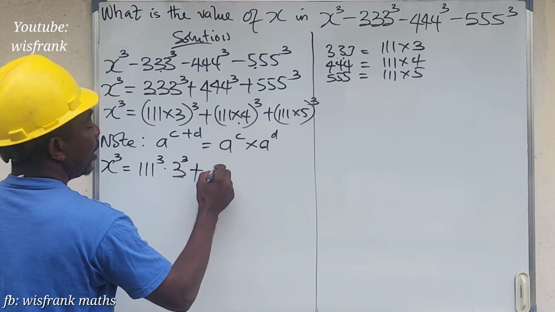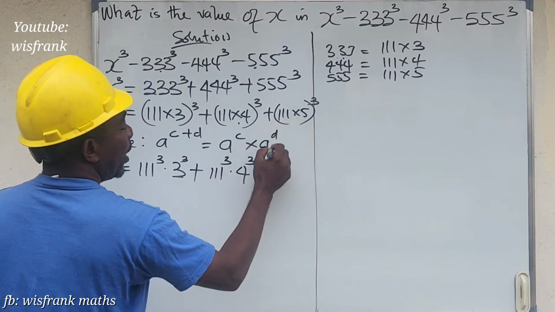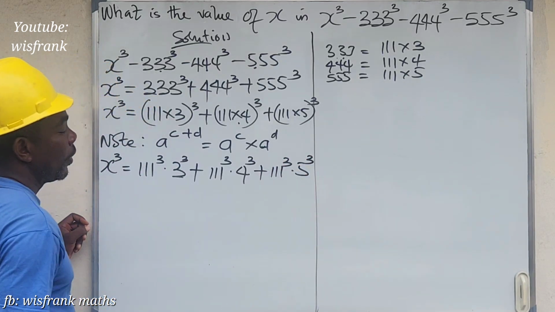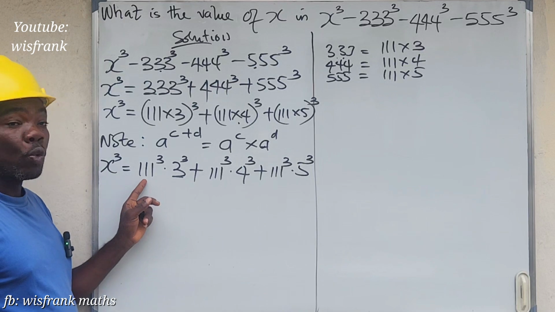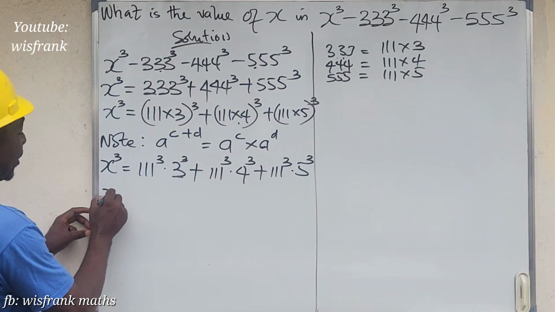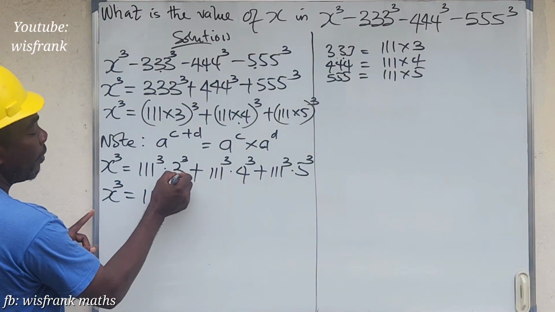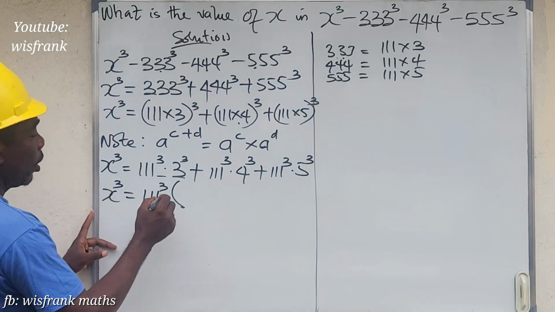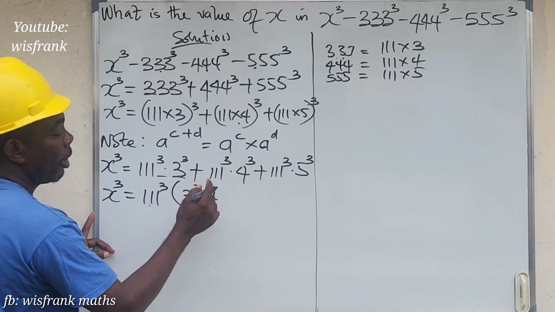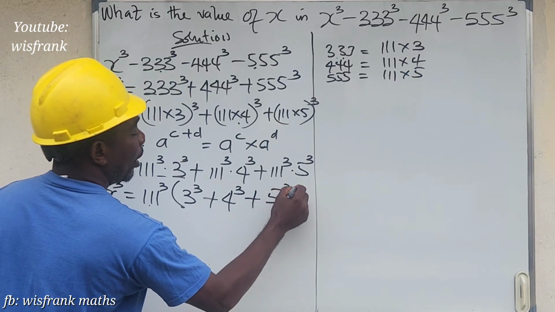Then we have plus, the same thing here, 111 to the power of 3 times 4 to the power of 3. So here the same thing as plus 111 to the power of 3 times 5 to the power of 3. So in this case, we can see that we have 111 to the power of 3, which is common. So we can factor it out. So this will become x to the power of 3 equals 111 to the power of 3 into, when we divide the whole of here by 111 to the power of 3, will give us 3 to the power of 3. Then plus, divide this by 111 to the power of 3 will give us 4 to the power of 3. Then plus, the same thing here will give us 5 to the power of 3.